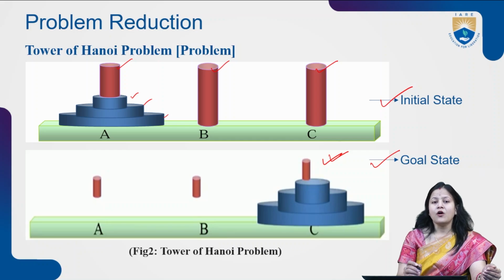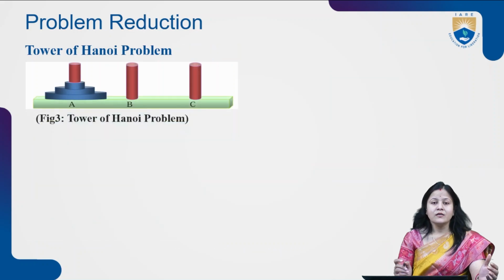The bigger disk should not be placed over the smaller disk. Means the bigger disk should not be placed over the smaller disk. So that constraint we need to take care while solving this problem. Now I'll solve this problem.